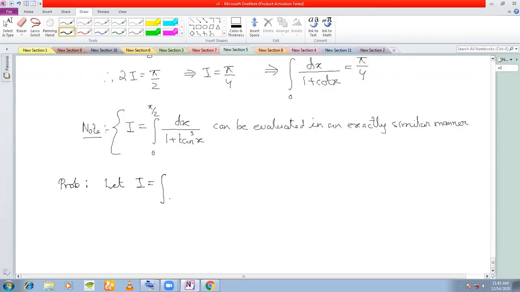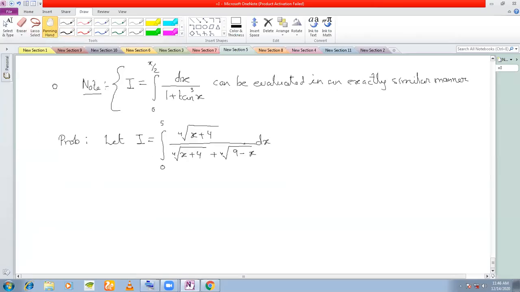Integral 0 to 5 fourth root of x plus 4 divided by fourth root of x plus 4 plus fourth root of 9 minus x dx. Now this also can be evaluated in a similar manner by using this property.